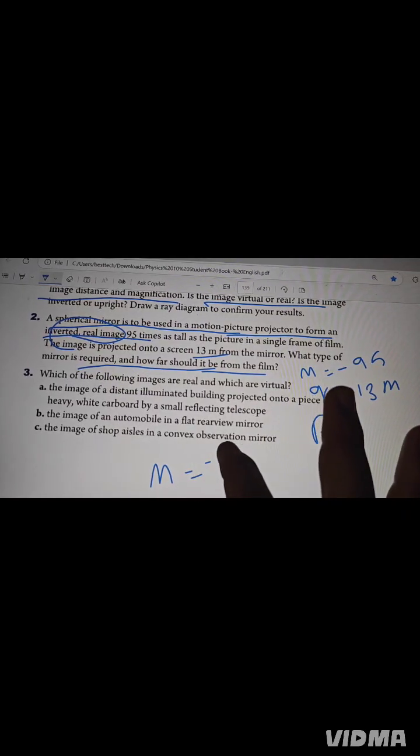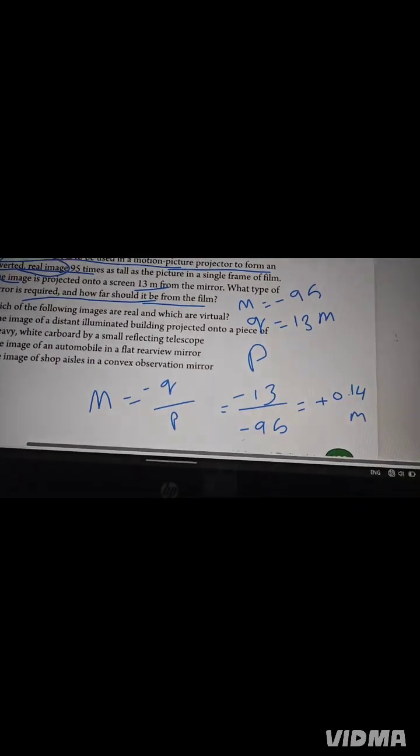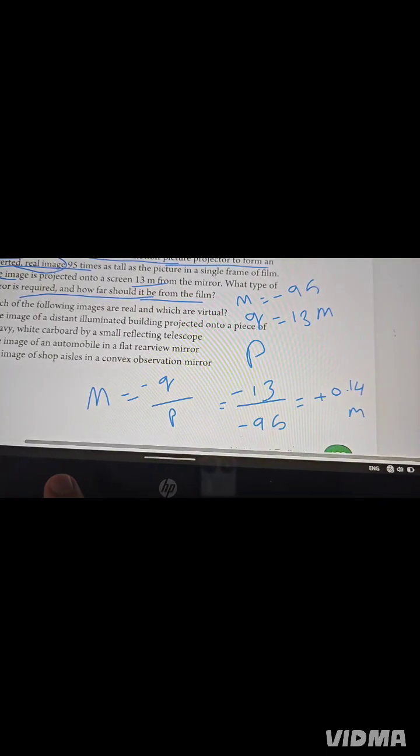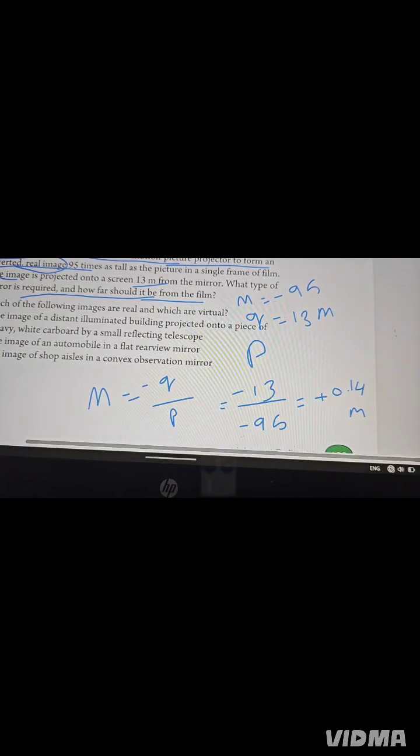M equals negative Q over P. Write down the negative, and the value of Q is 13, the value of M is negative 95. So negative with negative will be positive. So 13 divided by 95 will be 0.14 meter.